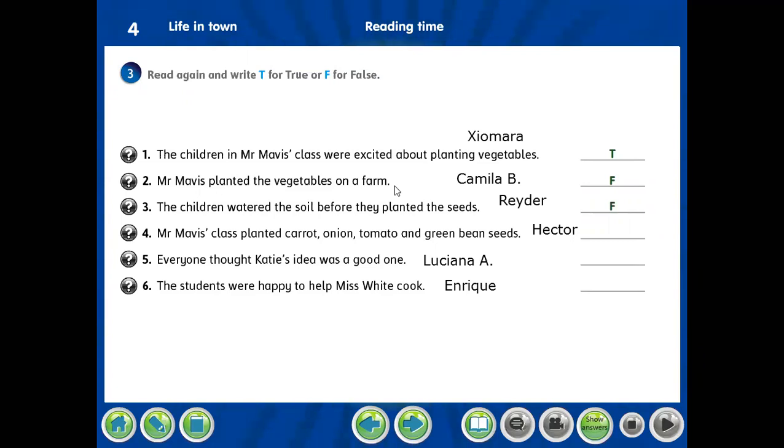Okay, let's see. Enrique says the sentence is false. Okay, let's see. The students were happy to help Miss White cook. The students were happy? Yes, they were happy. It's true, Enrique. The students say, no, we love to. The expression we love to is to express yes, to express that they accept. Okay, it's true.